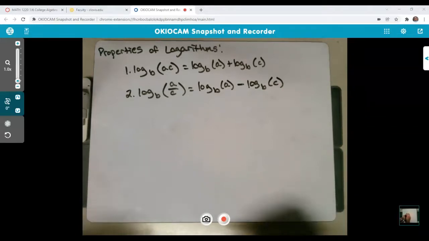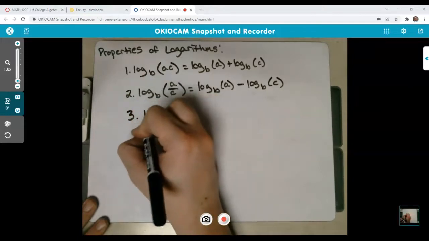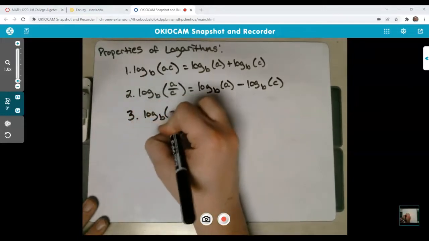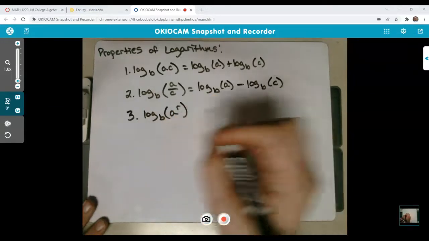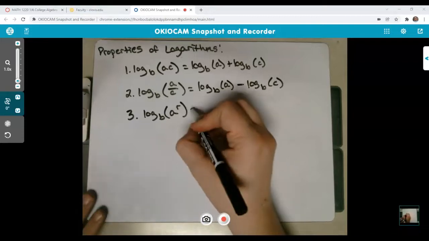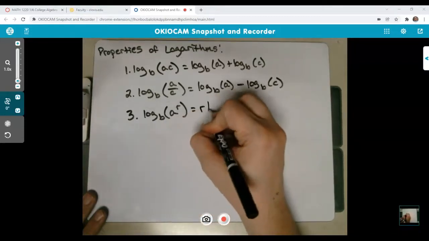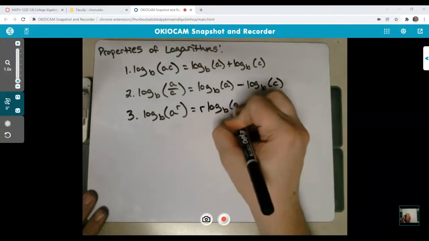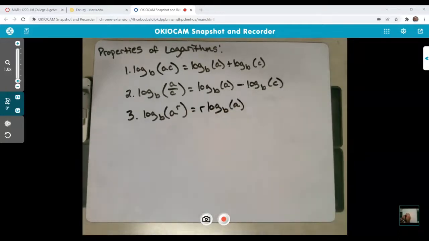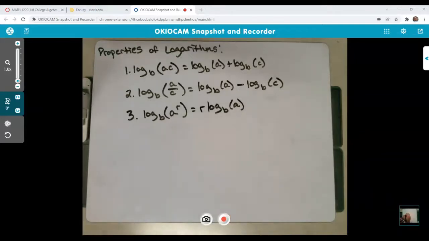And then one more really cool one we are going to use a lot in this class is if you have log base b and then you have a to a power. So if there's a power inside of here, I can actually bring that power out to the front and make it r times log base b of a. So if there's a power inside of it, I can actually bring that out to the front.